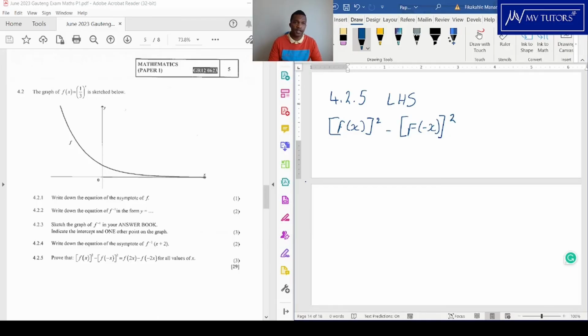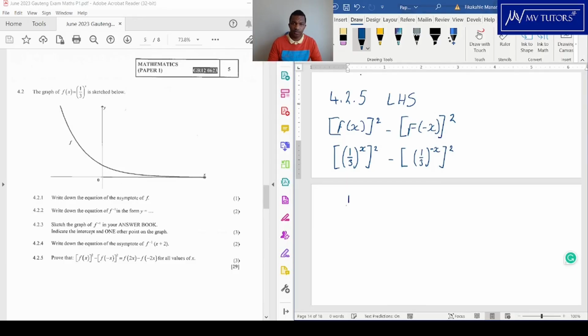Okay, so what's f of x? F of x is simply 1/3 to the power of x. Oh, why did I put a 3 there? That should be an x. And then outside the square brackets, we've got a 2. F of minus x is still 1/3, but where we have an x, now we substitute a minus x. And then square brackets 2. What does this give us?